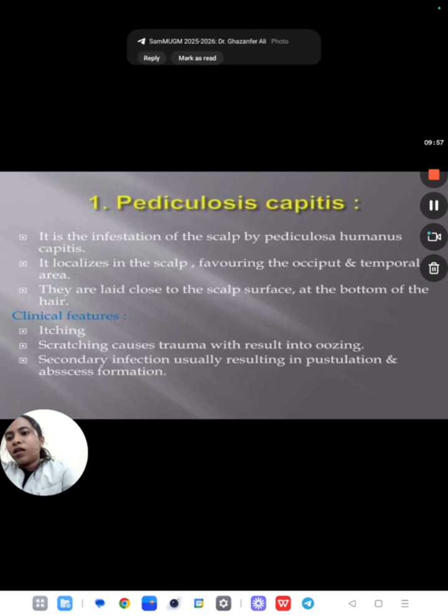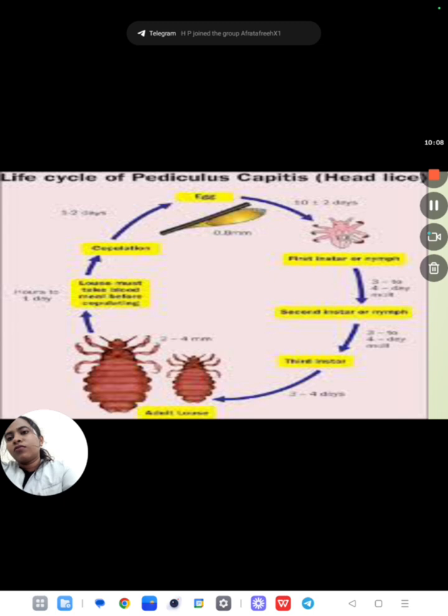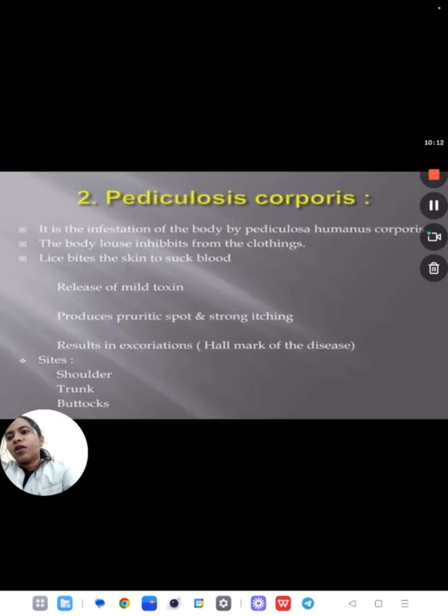Clinical features: itching and scratching, which result in trauma and oozing, and secondary infections, which usually result in pustulation and abscess formation. Pediculosis corporis is an infestation of the body by Pediculus humanus corporis, which inhabits clothing and sucks blood, releasing a mild toxin, producing pruritic spots, which means strong itching, and resulting in excoriation.